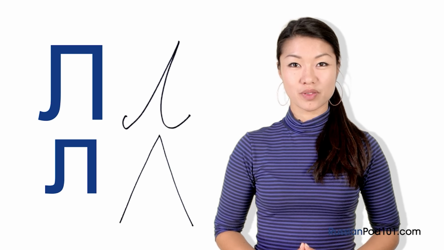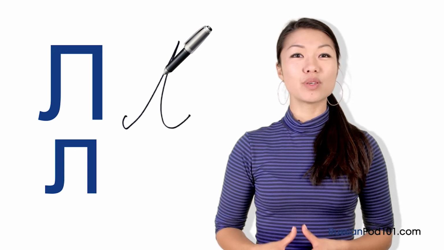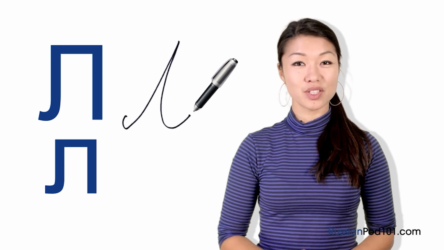In cursive, uppercase L is pretty easy to write, even though it looks quite different from the printed version. It's one stroke, and we don't have to pick up our pen before connecting to the next letter. Now, the lowercase is where it gets interesting. When on its own, L looks the same as the uppercase, but smaller.